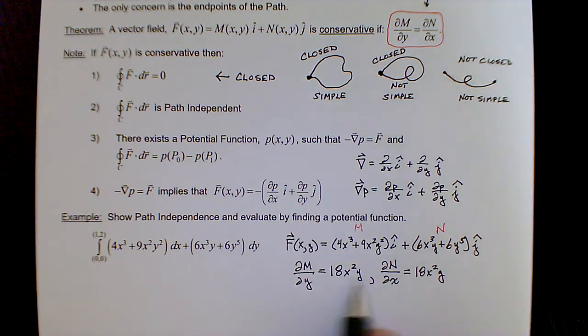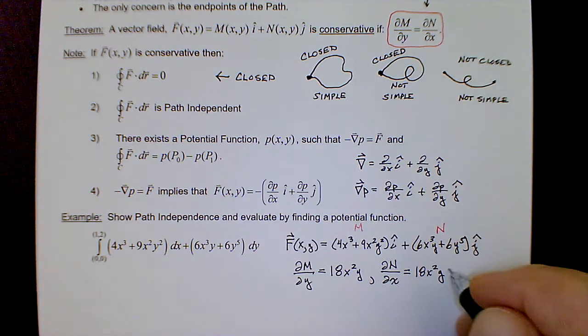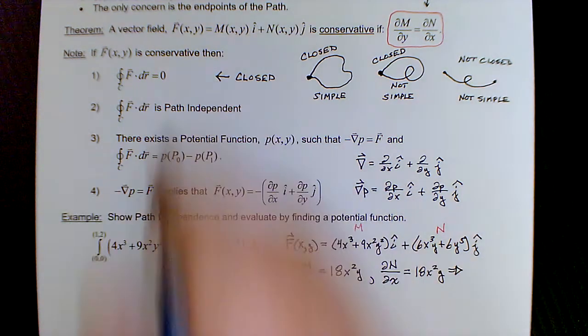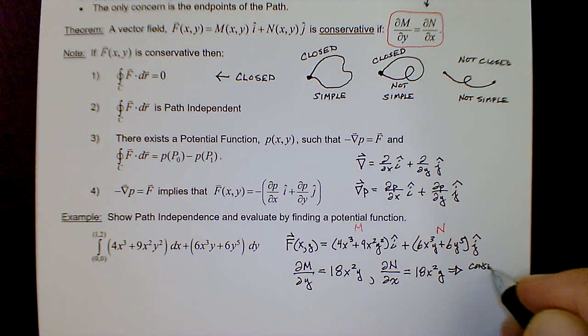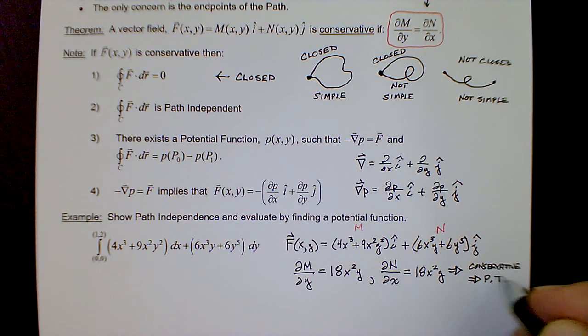So since these two partials are equal, that's what we set out to show, then we could say they're conservative, which leads to all of this. But conservative implies, I'll just say PI, path independence.